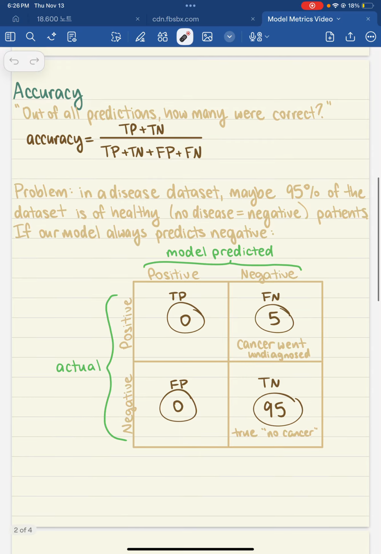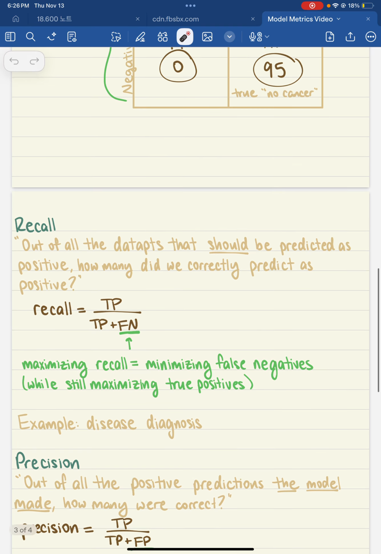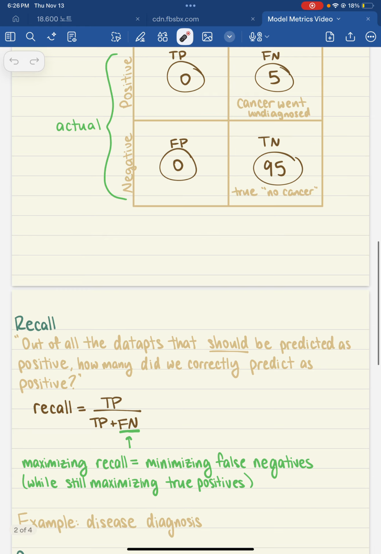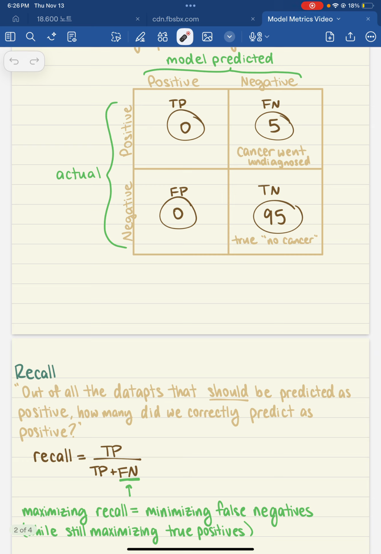So to correct this problem with accuracy, we have another metric, and this is recall. So the basic idea of recall is we're saying out of all of the true positives, so out of all of the data points that should be predicted as positive, how many did we correctly predict as positive? So on this confusion matrix diagram that we have here, it's all of the ones that are actually positive.